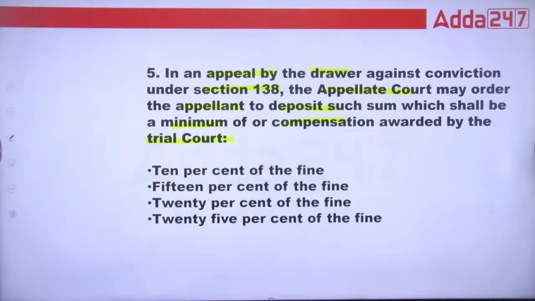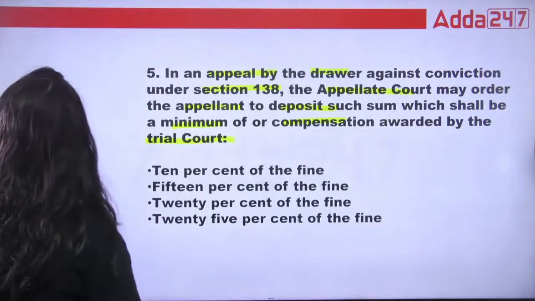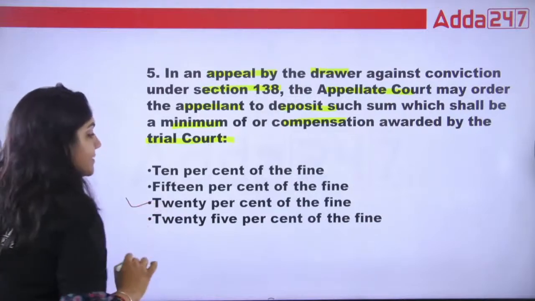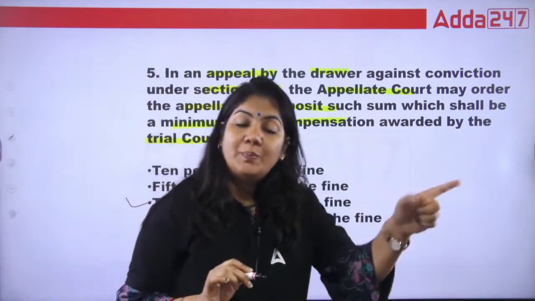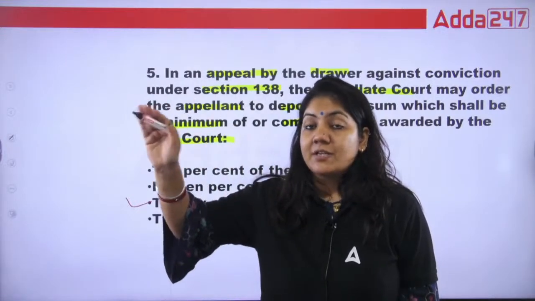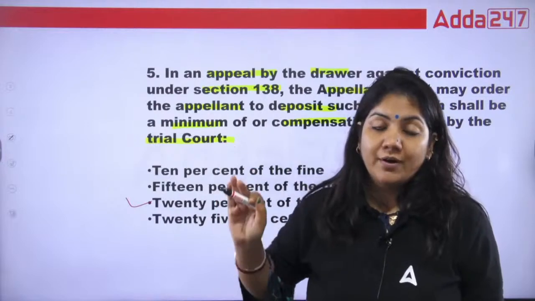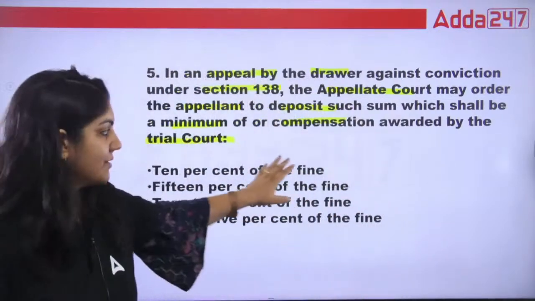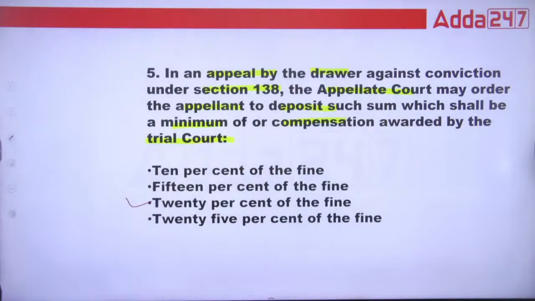Tell me, class. This is a very important question. And for this question, guys, always remember 20% is the amount the appellant has to pay. Just like your DRT and DRAT. From DRT to DRAT, you have to pay 50%. The appellant has to pay 50% of the amount. So in that case, 20%. So this is the right answer. You have to remember this thing. Okay, next.